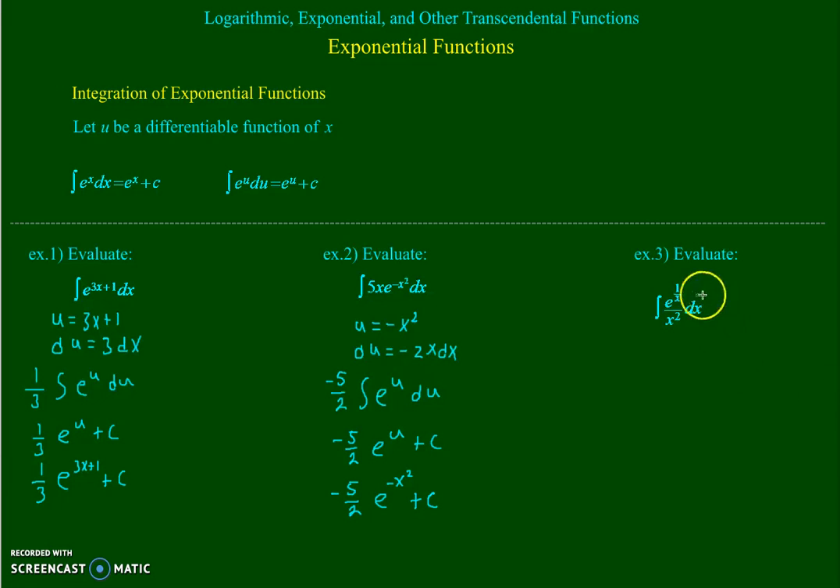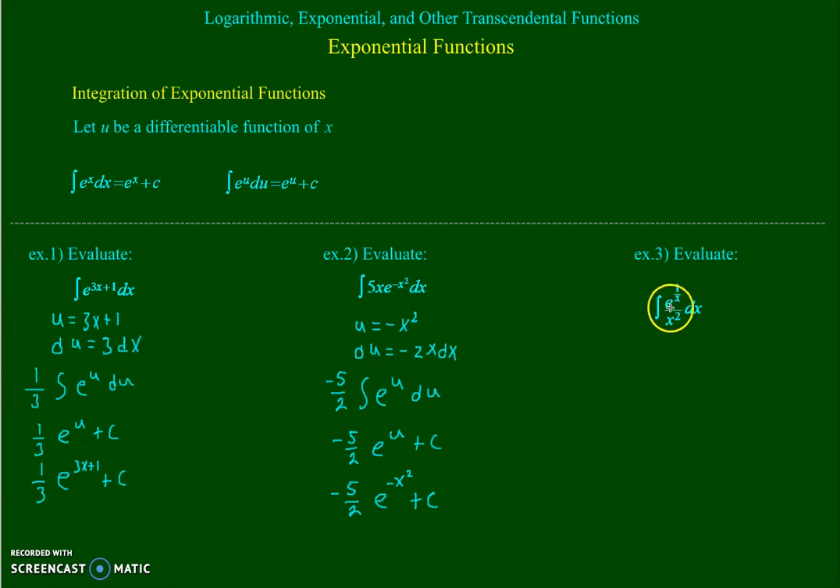Now this example looks a little different than what we've seen before. So take a second and see if you can figure out what our u substitution is going to be. Now what we have here is 1 over x squared times e to the 1 over x. If you use 1 over x as your u, then the derivative of 1 over x will be 1 over x squared with a minus sign out front. So that would give us the proper value.